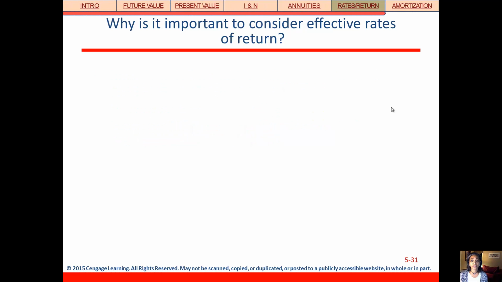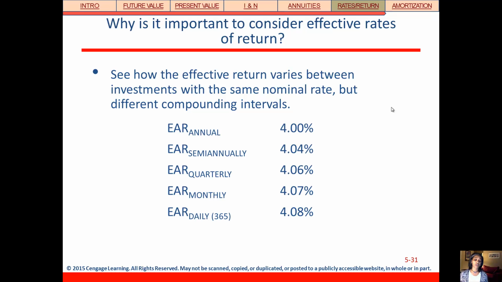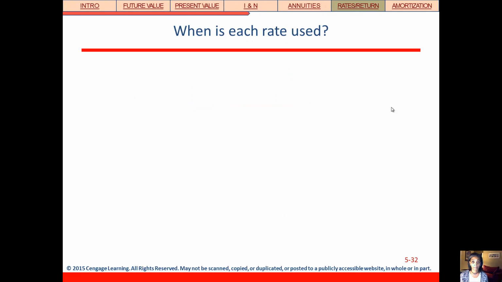So why is it important to consider effective rates of return? Well, take a look at this. This was what I was mentioning a minute ago. In our example, we had a 4% nominal rate, which is equal to the annual rate, but it came out, we just calculated it, as 4.04 semi-annually. Look at how it continues to grow. 4.06 quarterly, 4.07 monthly, 4.08 daily. Now, if we had a higher annual rate, these differences would be even greater. So it makes a difference how frequently you're going to earn interest.